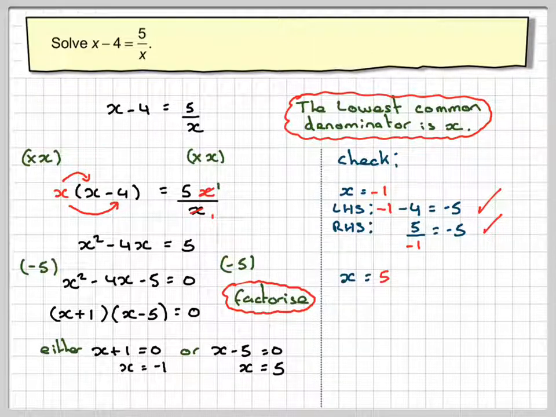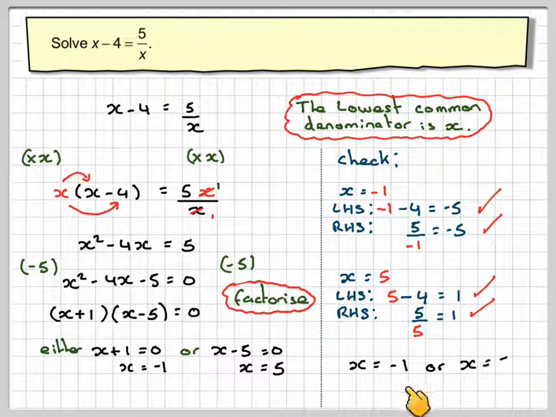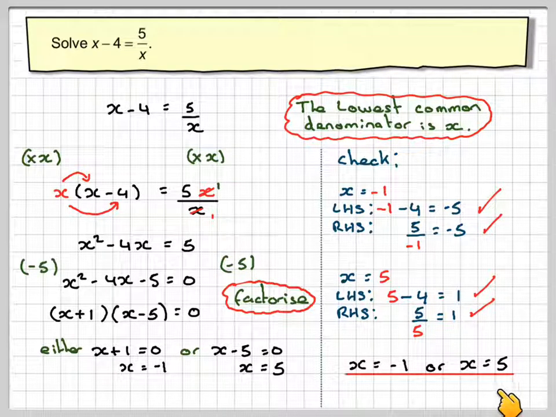And then for the other value, when x is 5, for the left hand side we're going to have 5 minus 4, which gives me 1. And for the right hand side we're going to have 5 divided by 5, which gives me 1. Again, we've got agreement. Therefore the solutions are x is equal to minus 1 or x is equal to 5.